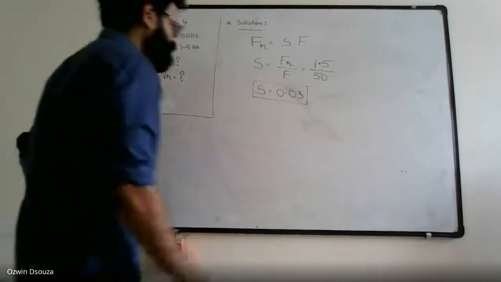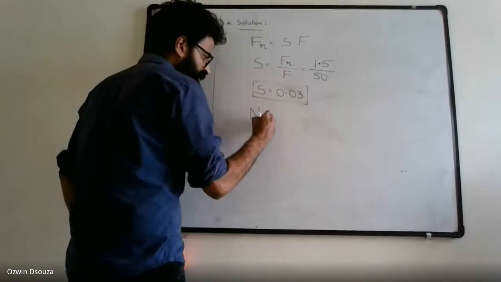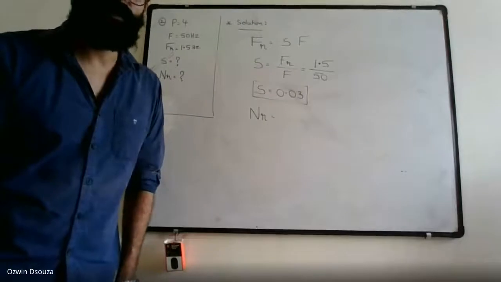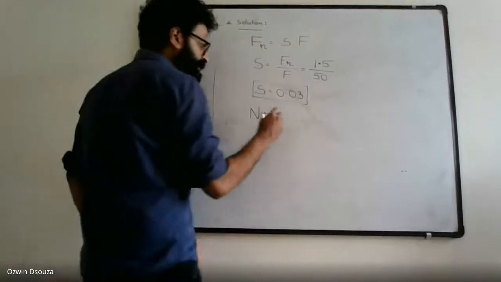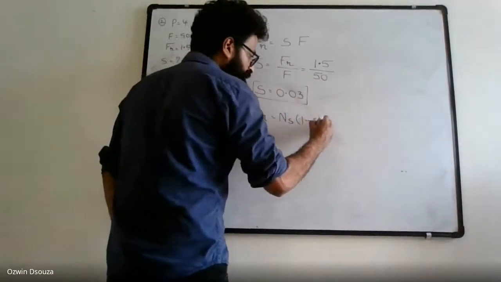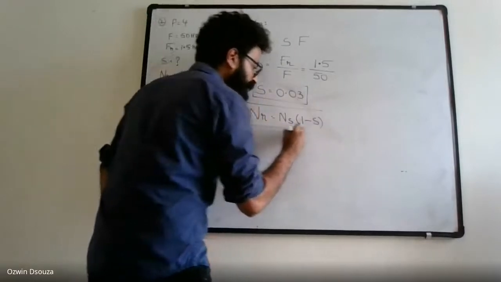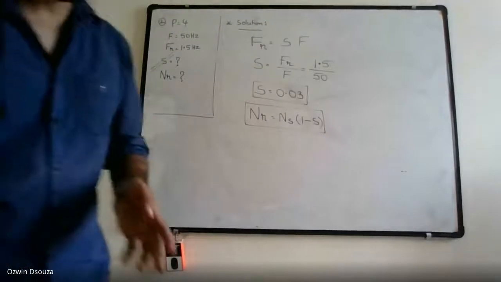Now let us come to the second part. I am telling this from the previous problem. In the previous problem, we saw that NR can be written as NS times 1 minus S. We can make use of this formula to determine NR.